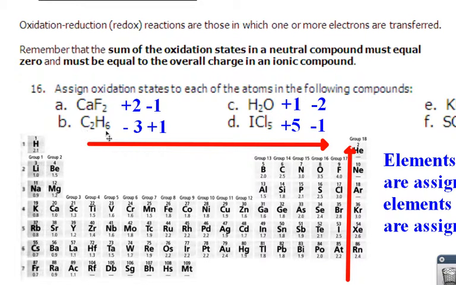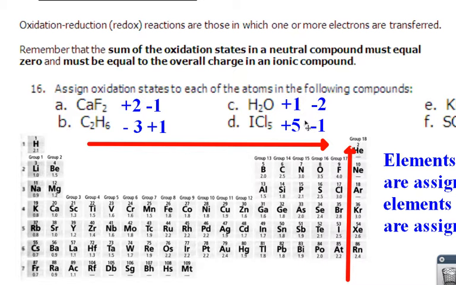Between carbon and hydrogen, since carbon's a little bit stronger, sorry, I misspoke there. Since carbon's a little bit more electronegative, it's going to have the negative charge in this relationship. And it appears that carbon would have a -3 oxidation state, and hydrogen in this compound would have a +1 oxidation state.